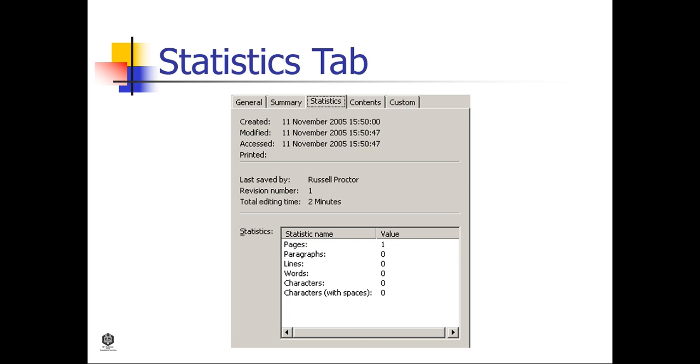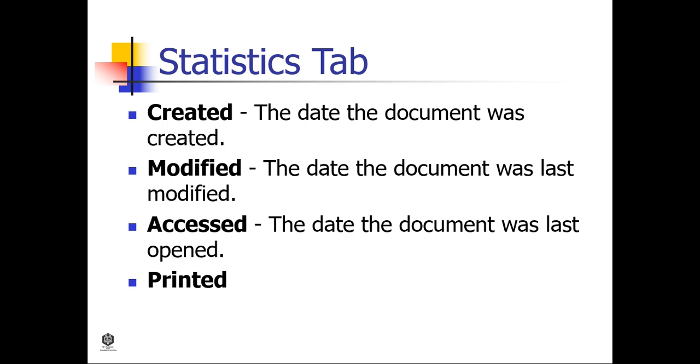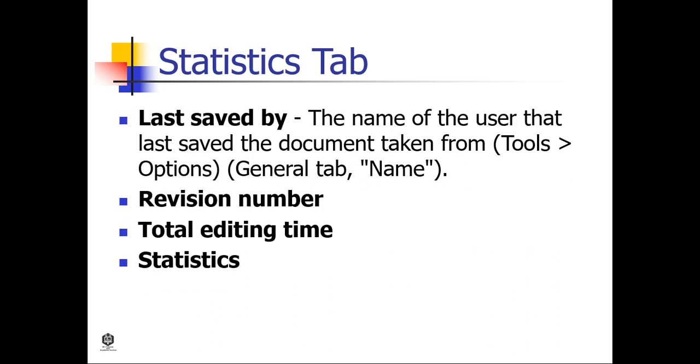Statistics tab. In Statistics tab, Created is the date the document was created. Modified is the date the document was last modified. Accessed is the date the document was last opened, then printed.